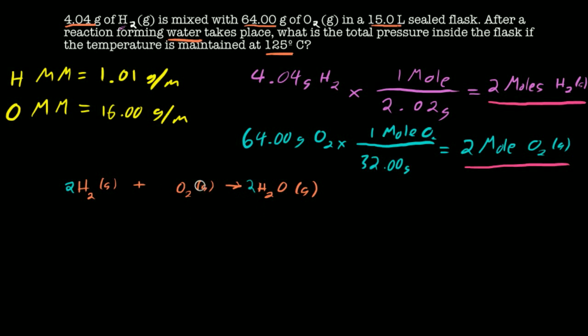I don't need to write the coefficient in there, but hopefully you can see that we start out with 2 moles. So we're going to put 2 moles of H2 gas into this reaction, and we can only use 1 mole of oxygen. And then we're going to get out 2 moles of our gas.